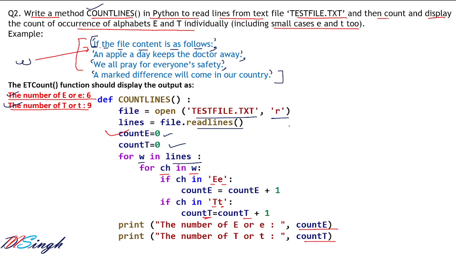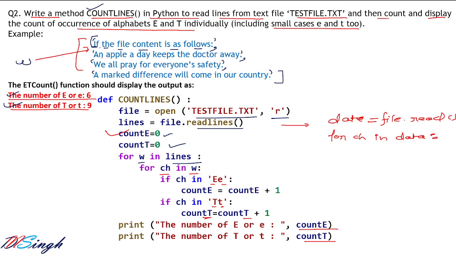Now what difference can we make in this code? Maintain data equal to file.read. It is going to read the whole content in the form of a string and put it into data. Now we will have only one for loop: for ch in data. Okay, now you are there.